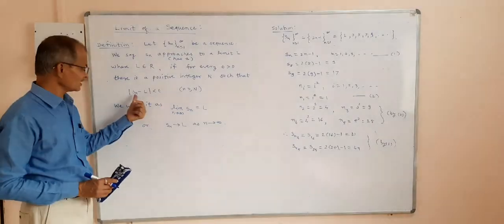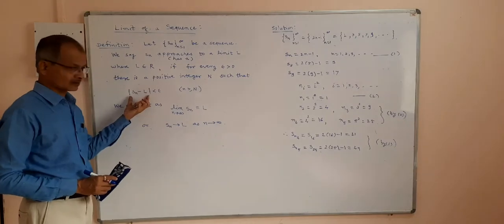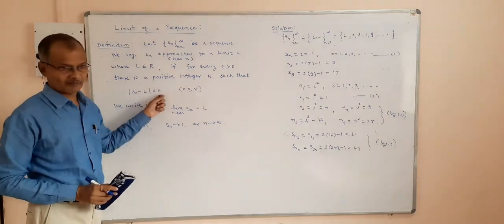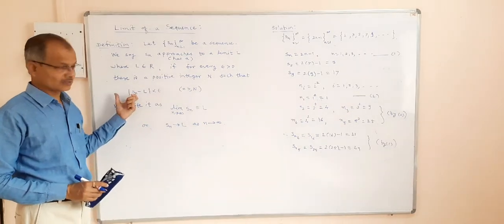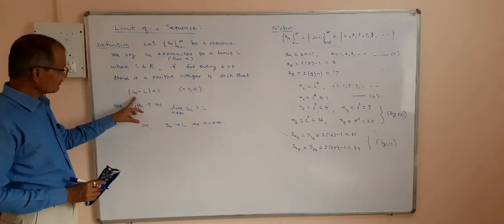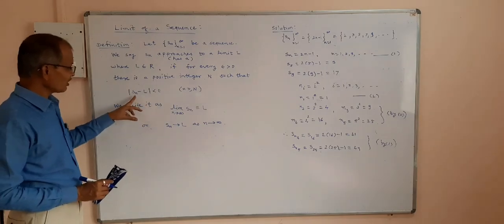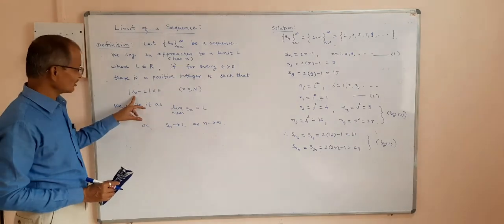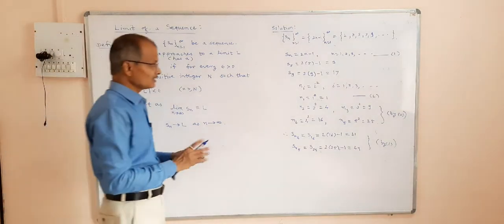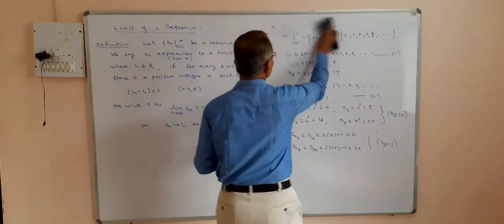When the sequence has limit L, the absolute difference of Sn and L is very small for n greater than or equal to N. Geometrically, it is the distance between Sn and L, and that is less than epsilon, very small.